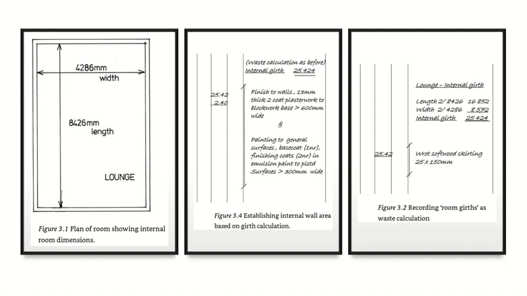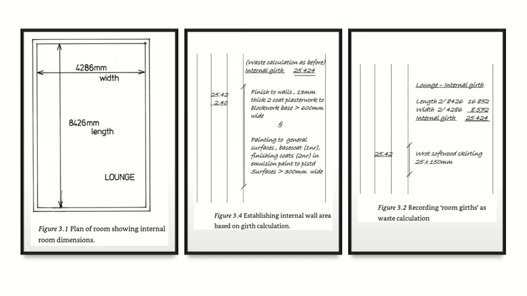Then you look at this one. So how do I get the internal girth for this one? What do we do? The width multiplied by 2 and the length multiplied by 2, and we add them together. This is what they have done there.